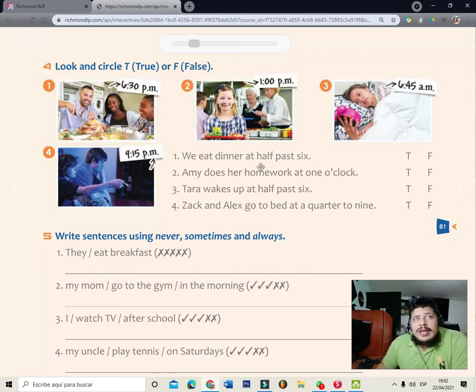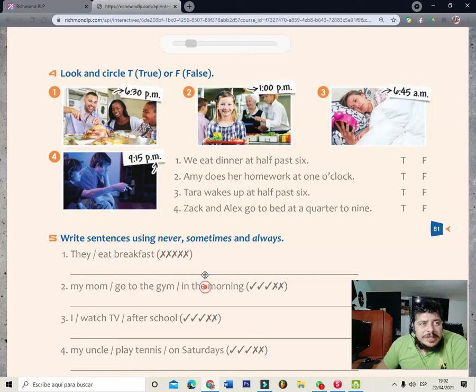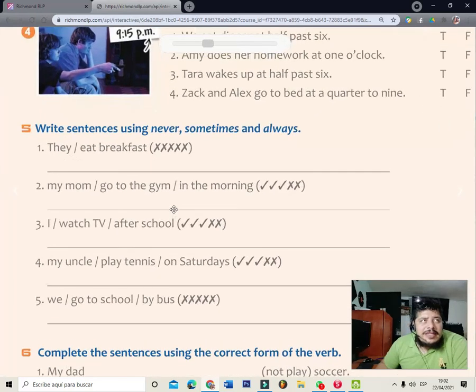We eat dinner at 6:30. I don't know. Amy does her homework at 1 o'clock. Number three, Tara wakes up at 6:30. See the picture? And finally, number four, Zach and Alex go to bed at 8:45. So what do you think? True or false? If we continue, we will find exercise number five.